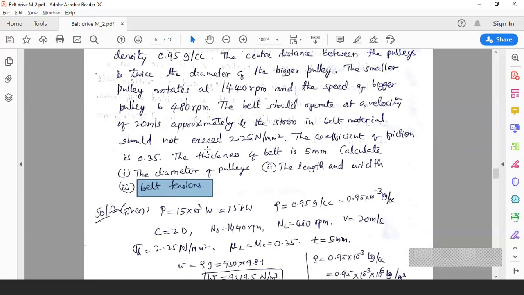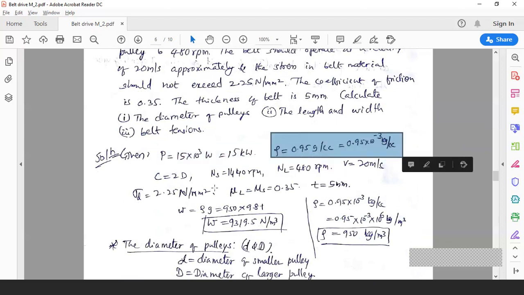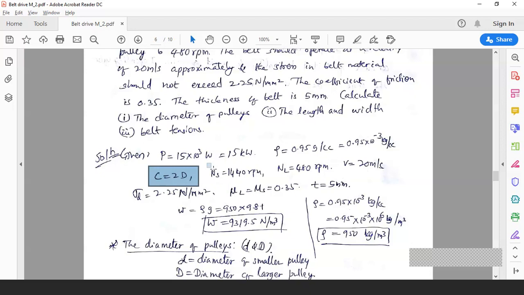Therefore, first of all, you have to note down the given information. Power P is given as 15 kilowatt. Rho, density, is given as 0.95 grams per cc. Grams to kg you have to convert, so 10 raised to minus 3 is multiplied, giving kg per cc. Center distance is 2 times the larger diameter. NS, smaller pulley speed, is 1440 rpm. Larger pulley speed is 480 rpm. Velocity is 20 meter per second, and allowable static stress is 2.25 Newton per mm square. Coefficient of friction for larger and smaller pulley is the same, 0.35.